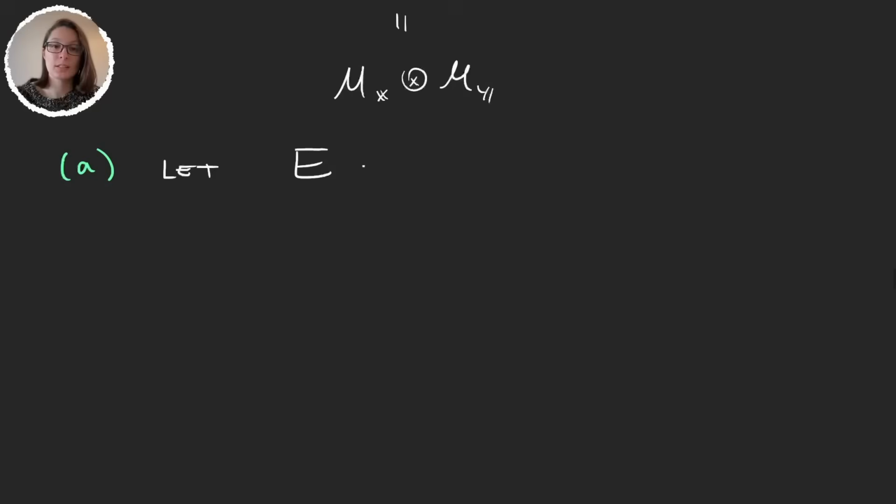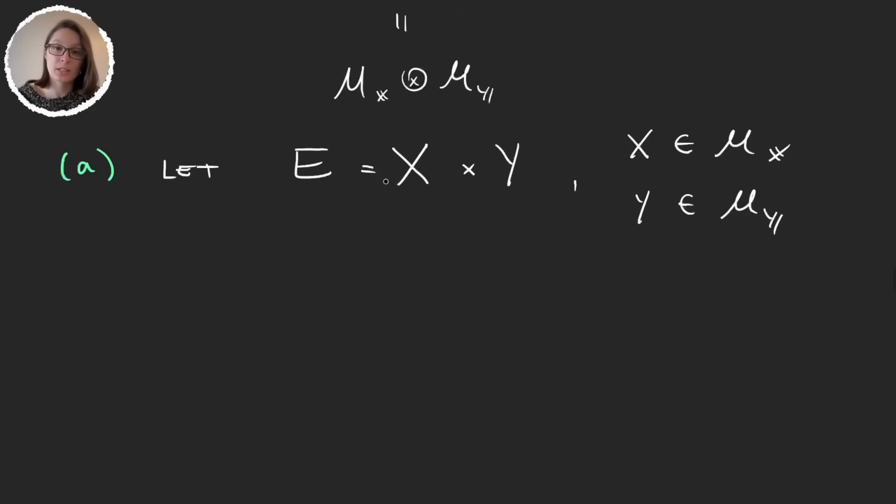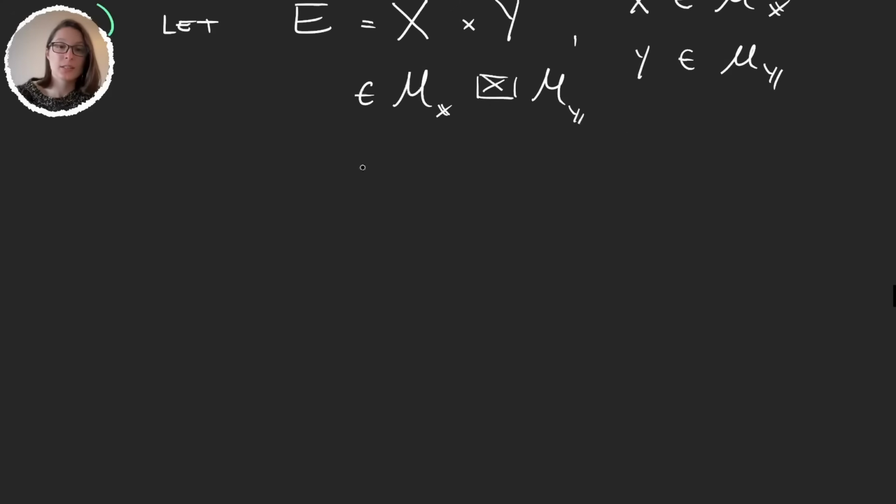Let's call it E. E is a rectangle in our product algebra, so it's just going to be the product of two sets. Let's call them X and Y, where X is in the sigma algebra of X and Y is in the sigma algebra of the space Y. Take a generic rectangle. So this is just an element in the product algebra, and we want to show that E is in M. So for that, let's start by defining this function f of x.